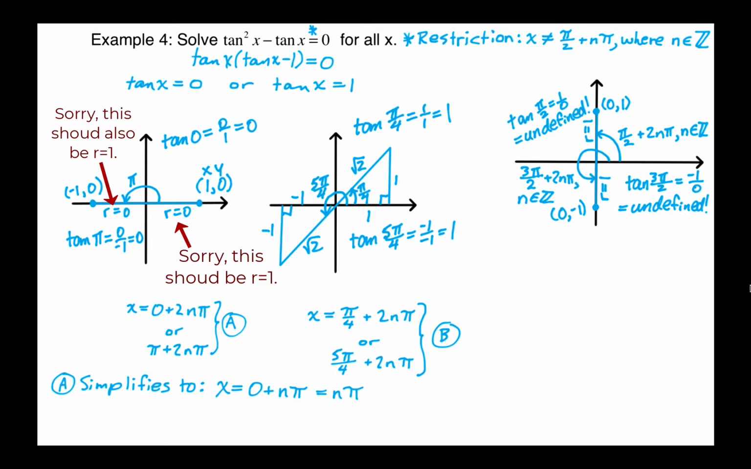And so the same thing happens with situation B. It simplifies to pi over 4 plus n times pi. And again, n is an integer.